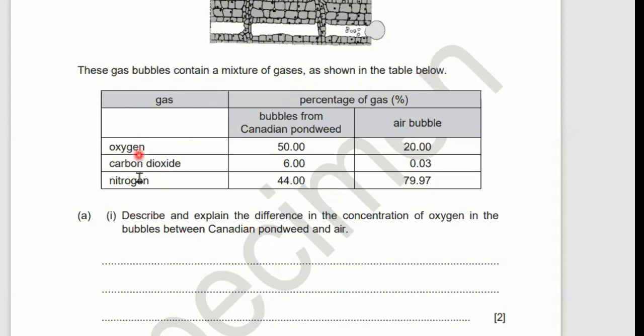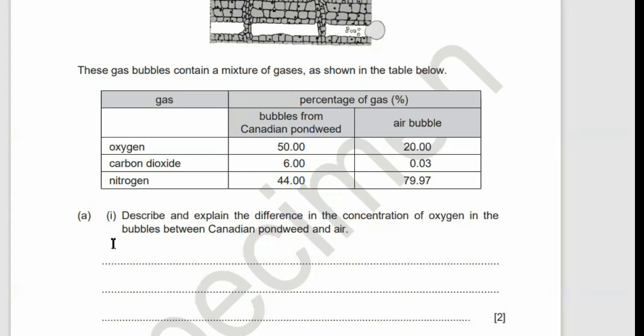Gas: oxygen, carbon dioxide, nitrogen. Bubbles from the Canadian pondweed: 50% oxygen, 6% carbon dioxide, and 44% nitrogen. If we look at the air bubble, a normal air bubble is only 20% oxygen, hardly any carbon dioxide, 0.03%, and a lot more nitrogen. Describe and explain the difference in the concentration of oxygen in the bubbles between the Canadian pondweed and the air.